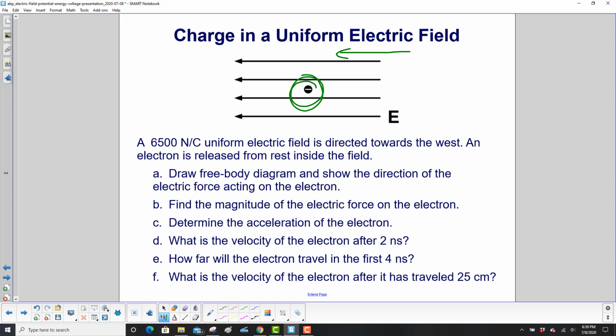Draw a free body diagram, show the direction of the electric force acting on the electron, find the magnitude of that electric force, determine the acceleration of the electron, and what is the velocity of the electron after 2 nanoseconds, right? Nano, 10 to the minus 9. How far will the electron travel in the first 4 nanoseconds? And what is its velocity after it has traveled 25 centimeters? Look at this. We have a kinematics problem.